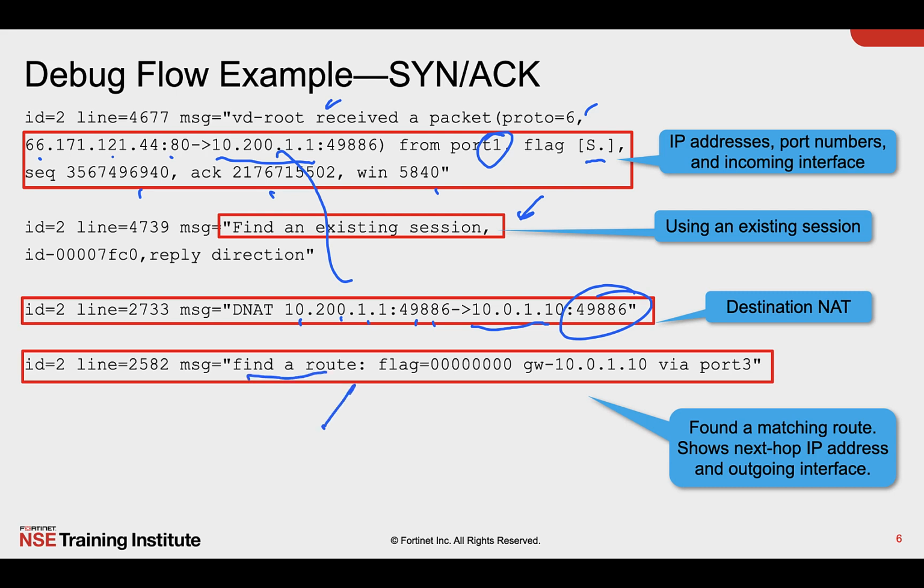Why? Because this is the first packet going from server to client. If you were to continue to see debug statements here, you would not subsequently see routes being looked up, only on the first two packets. Client to server, server to client.